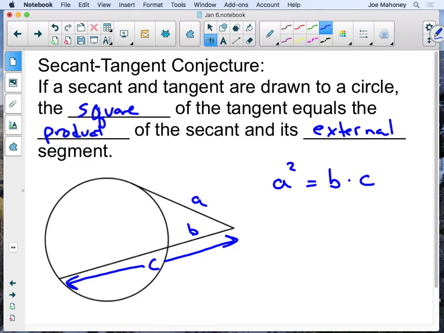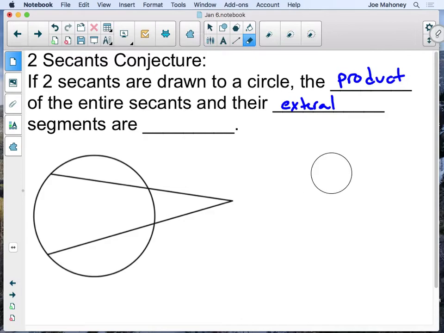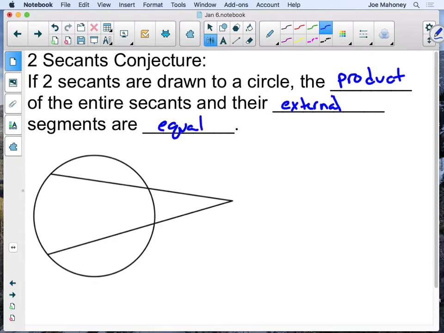All right. So in a similar way, we have the two secants conjecture. And that's really like the same as the tangent one that we just had. So what we're going to say is that the product of the entire secants and their external segments are equal. That's the wording. Here's the picture.